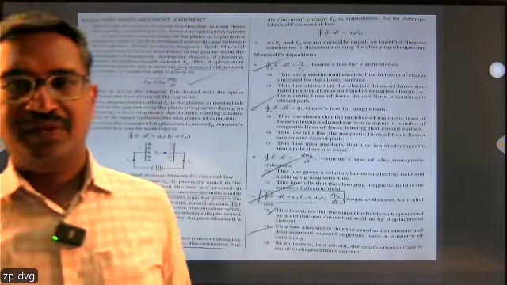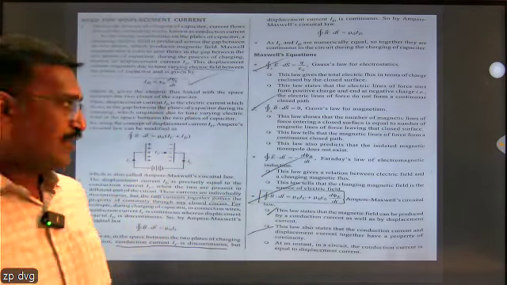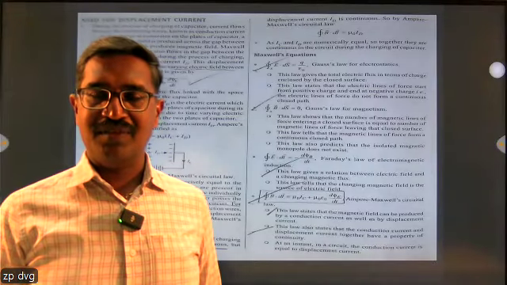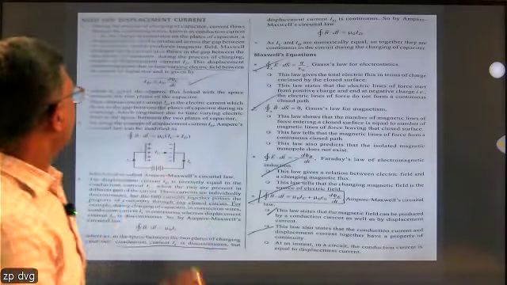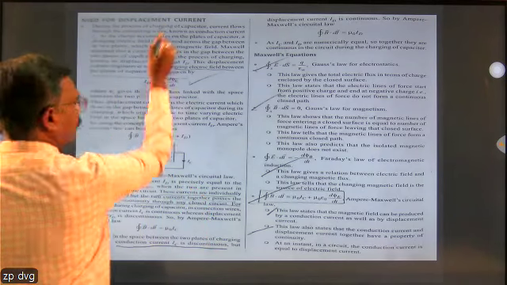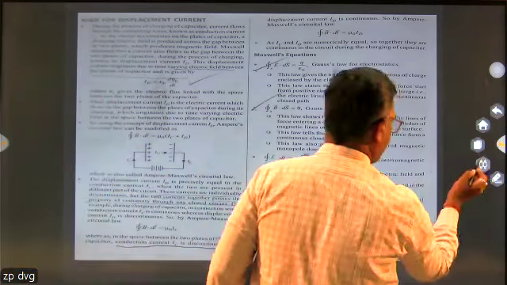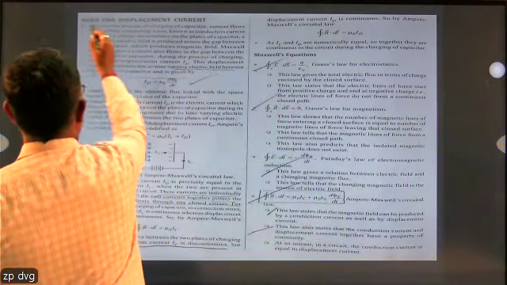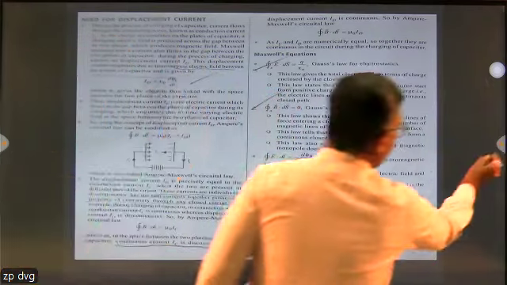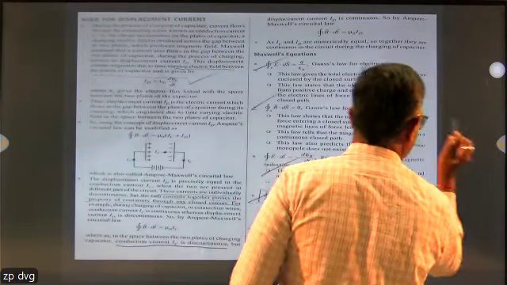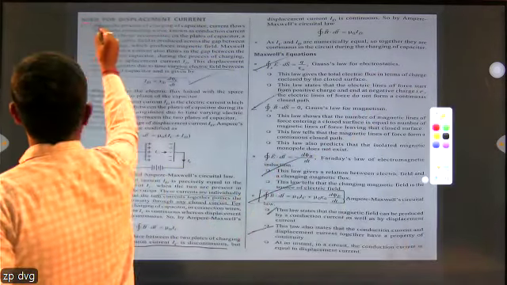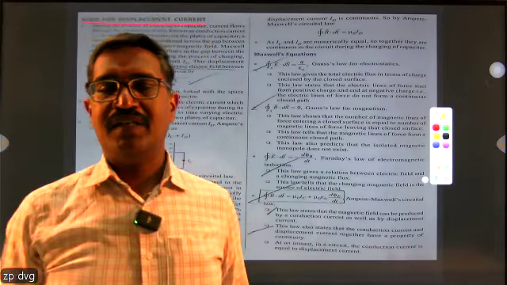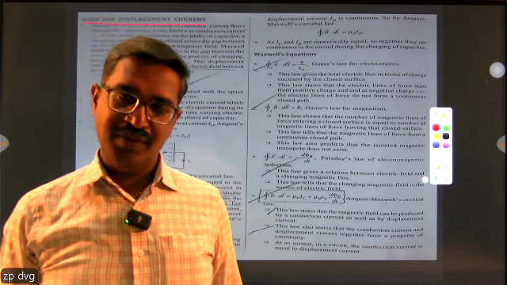So the chapter is electromagnetic waves, chapter number 8. As you know, the concept of electromagnetic waves starts with the concept of displacement current. What current is it? Displacement current. I think you know what displacement current is, as you have studied in the class. So what is displacement current? This concept of displacement current, as you know, was introduced by Maxwell.